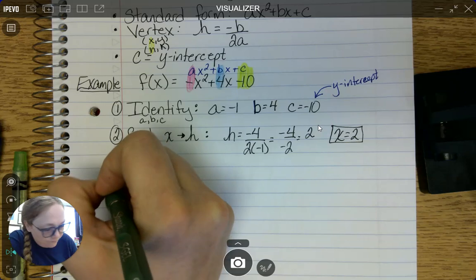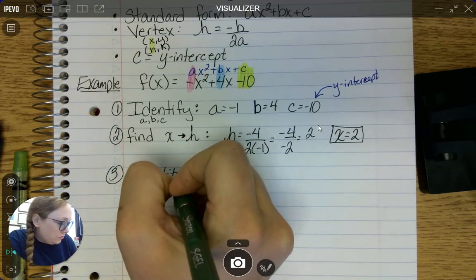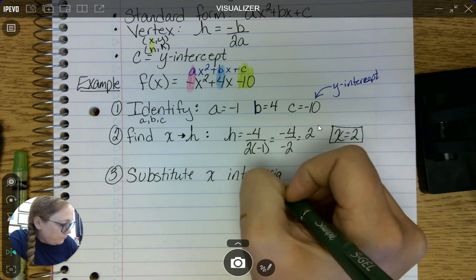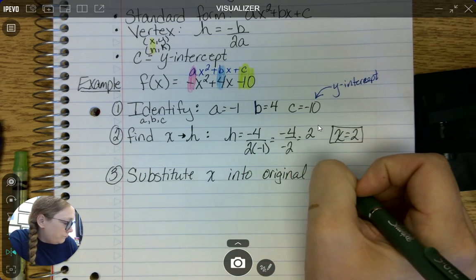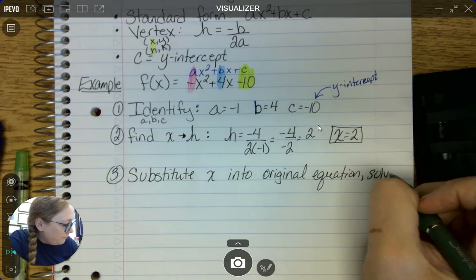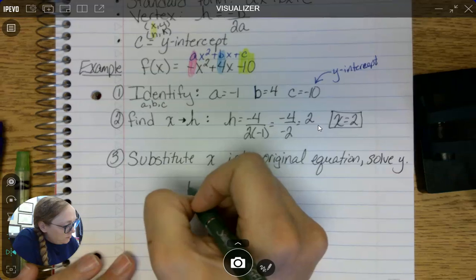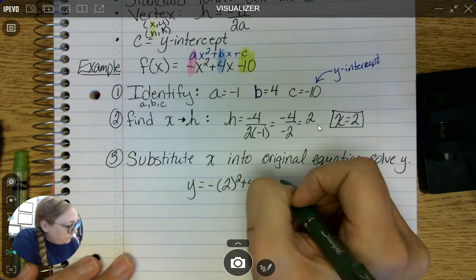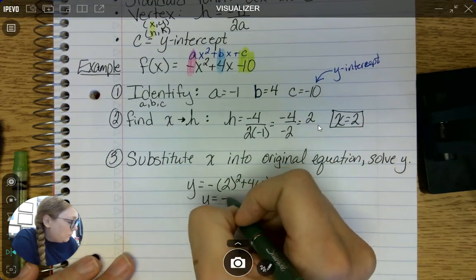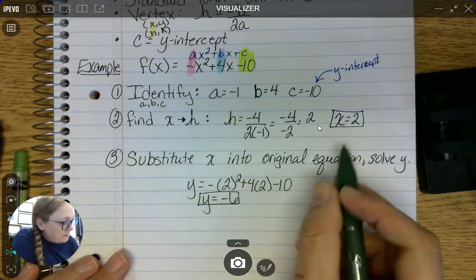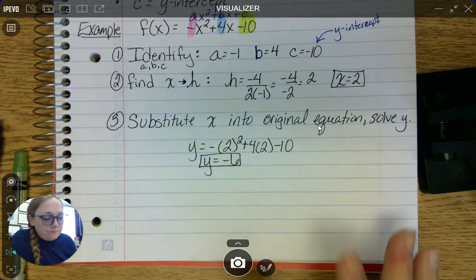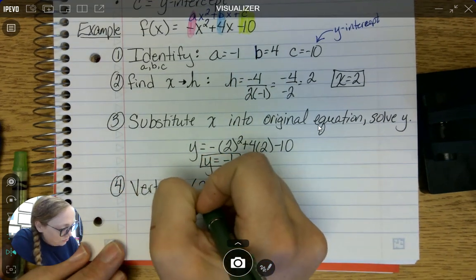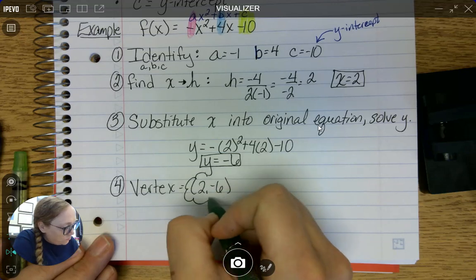Our third step, we will take our x and substitute that number into the original equation. And then you guessed it, solve for y. We have y equals negative, but everywhere I see an x, I'm replacing it with my 2. Solving that, we get y equals negative 6. So you have just found your x and y coordinates for your vertex. My answer: the vertex is (2, negative 6). Remember, that is a point, so we must write it as an ordered pair.